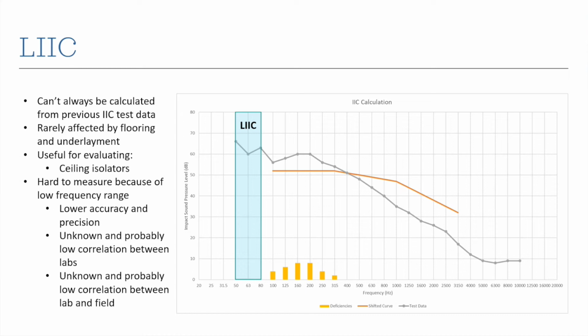The most helpful way to use LIIC ratings right now is to compare tests that were done at the same lab. That's something I've tried to do with our data: test different variations of an assembly, maybe different sealing isolators, at the same lab, in the same test setup, so that you can see those changes in the LIIC ratings. Those can be good design tools to figure out how to improve LIIC ratings in whatever assembly you're working on.